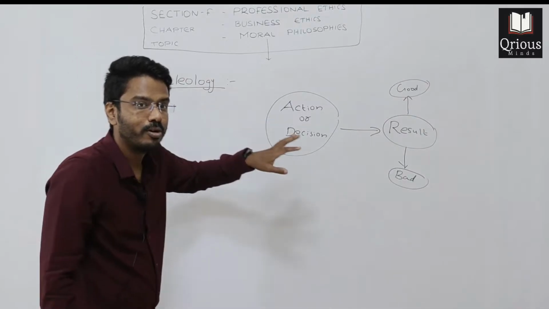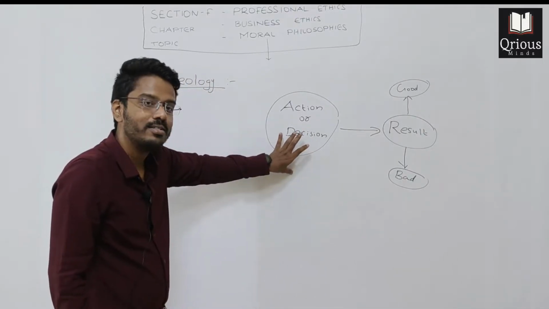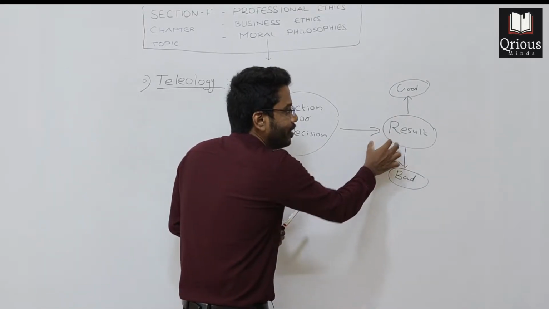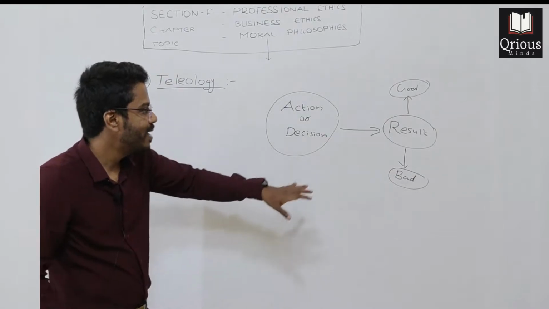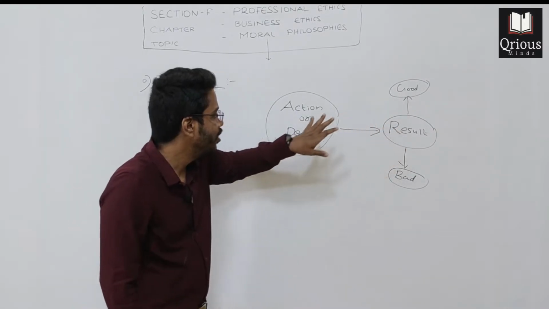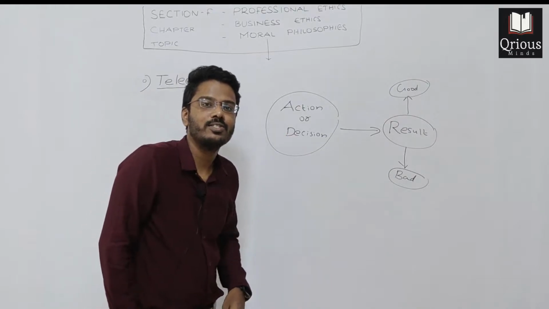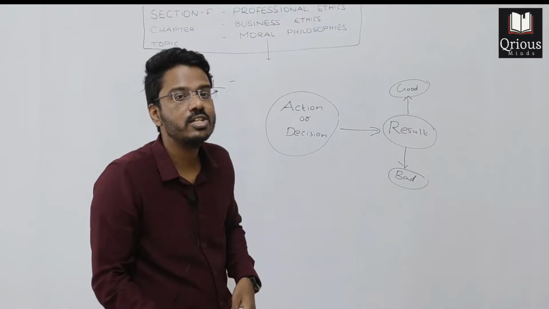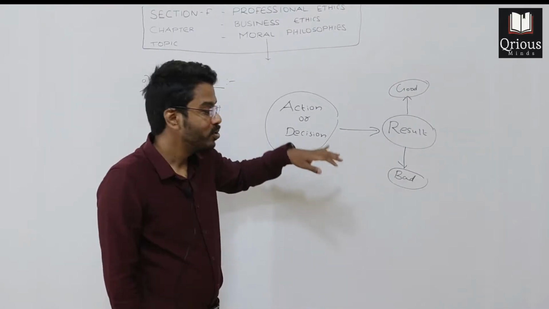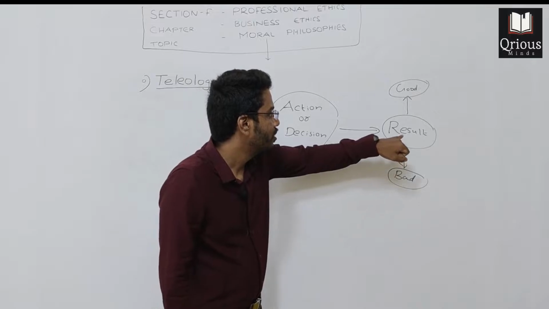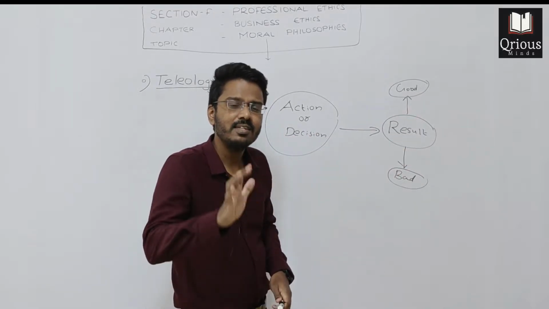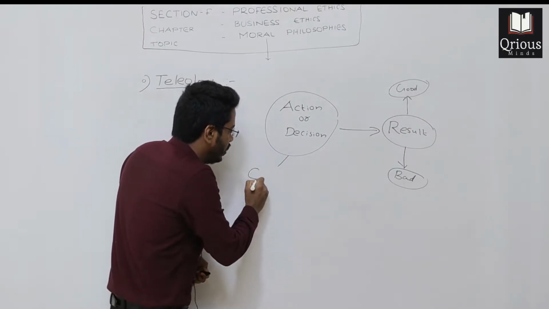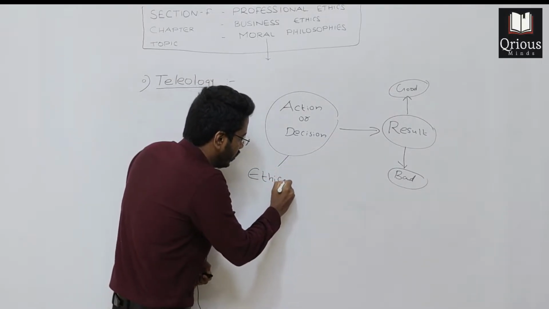Teleology is one of the moral philosophies that determines an action or decision is ethical based on the final result. It is based on the final result that teleology determines whether an action or decision is ethical or unethical. Now, how does teleology determine that? Let's see. Suppose this action or decision results in a good result, then teleology advocates that the action or decision that you have taken is ethical.